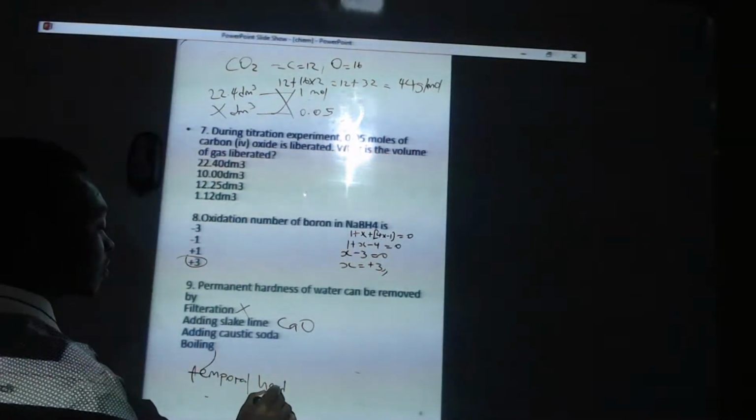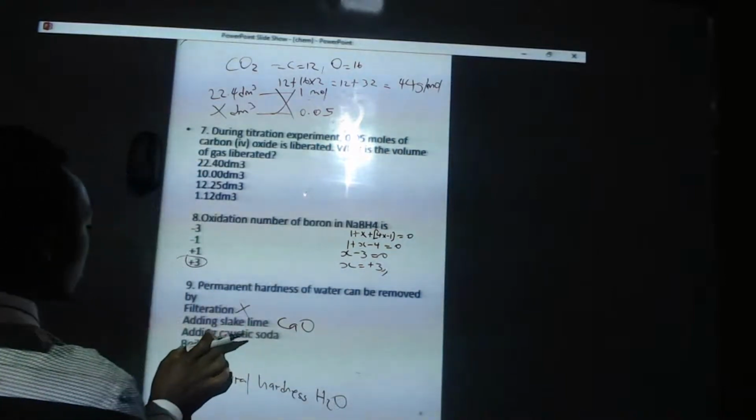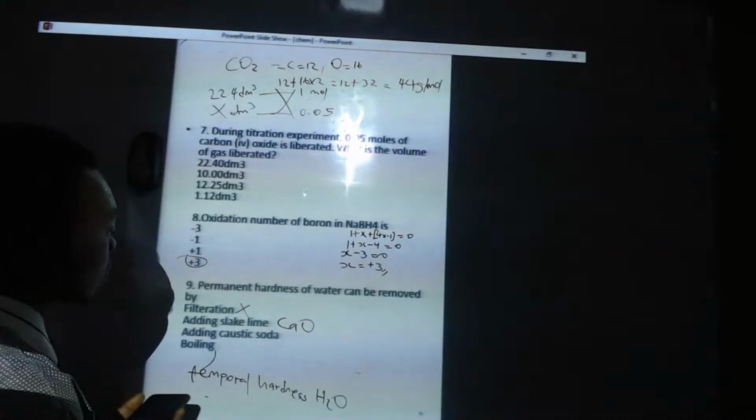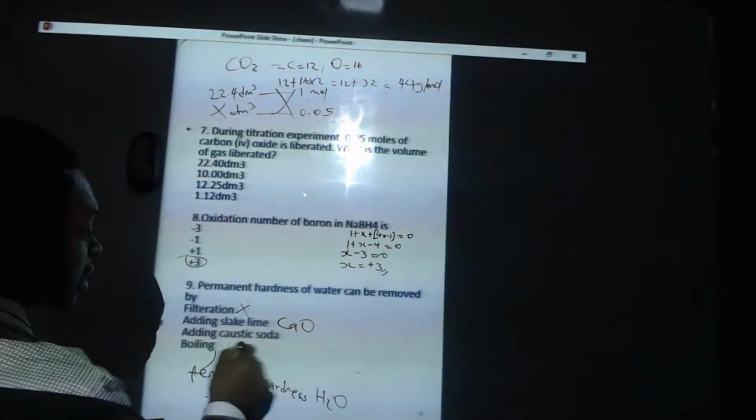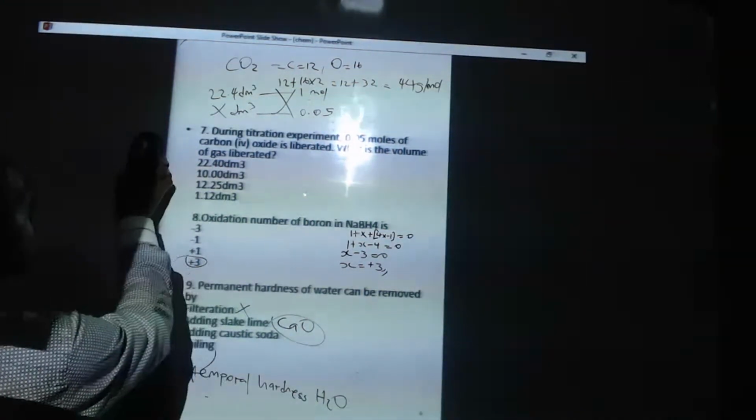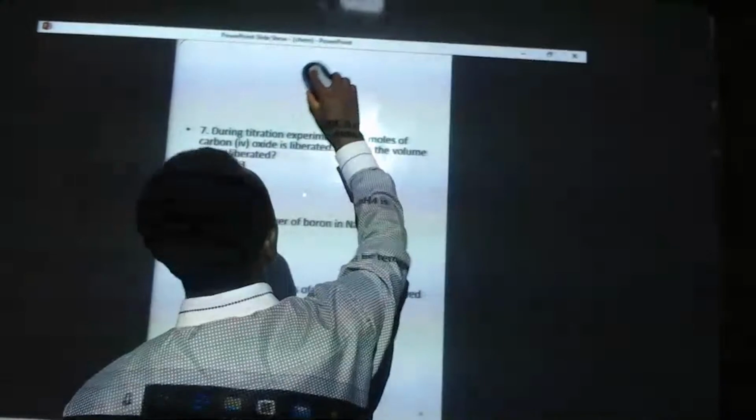Temporary hardness of water, that is where boiling comes into play. And if you use it for permanent hardness, that's where you now cause furring in the kettle. So your answer here is more of slaked lime. You use slaked lime, and then you'll be able to remove permanent hardness of water. Okay, let's go to the next slide.